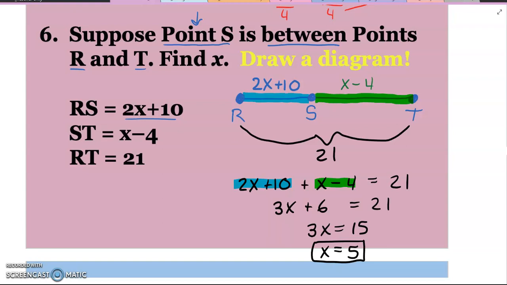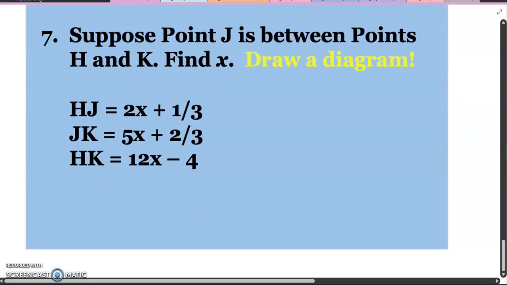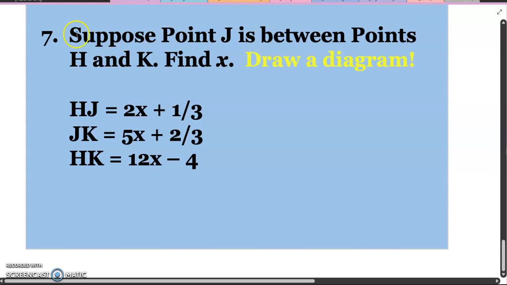But we're here at our final example in the segment addition postulate video, and that is number 7. In this problem, there's a couple different things going on. First off, I've not drawn something for you for this one. So for the final time, I'm going to ask you to pause this video at this point, and I just want you to simply draw the segment for me. We're going to solve the equation together just because of the fractions, but let's set it up first by drawing a diagram.